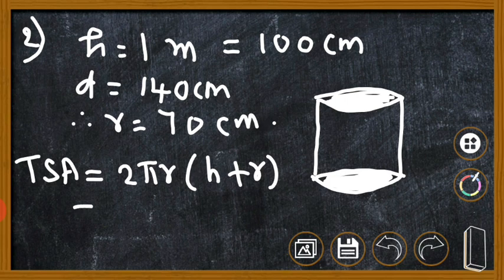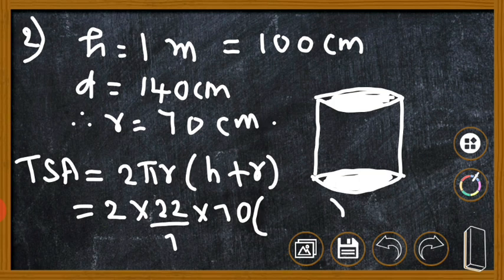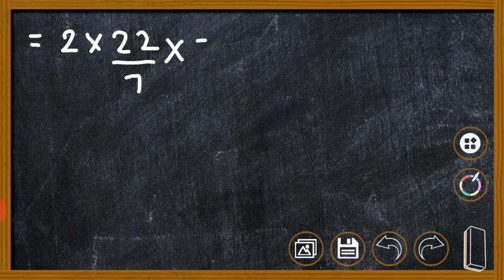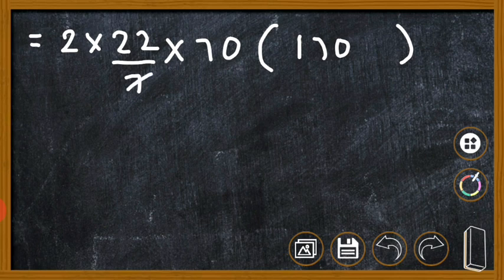It's a direct question. So just substitute: 2 into pi value 22 by 7, radius 70, into h plus r, that is 100 plus 70. Once again I am writing 2 into 22 by 7 into 70 into 100 plus 70. What is the answer? 170. 7 and 70 we can cancel how many times?